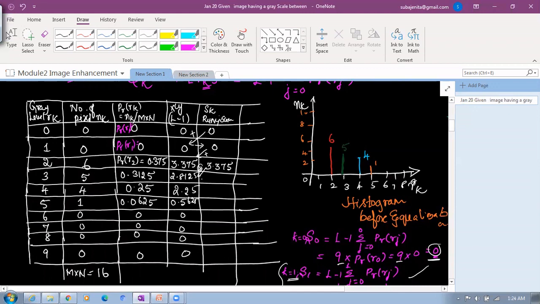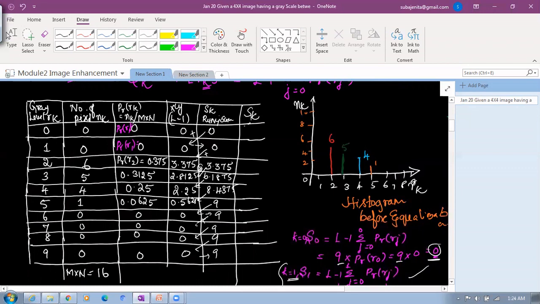3.375 plus 2.812 will be equal to 6.1875. Then again perform running sum. 6.1875 plus 2.25, we get 8.4375. And in the next case, 8.4375 plus 0.5625 will be equal to 9. Then 9 plus 0, it's 9. Again perform running sum. This will be 9. 9 plus 0, 9. So let us round off SK.